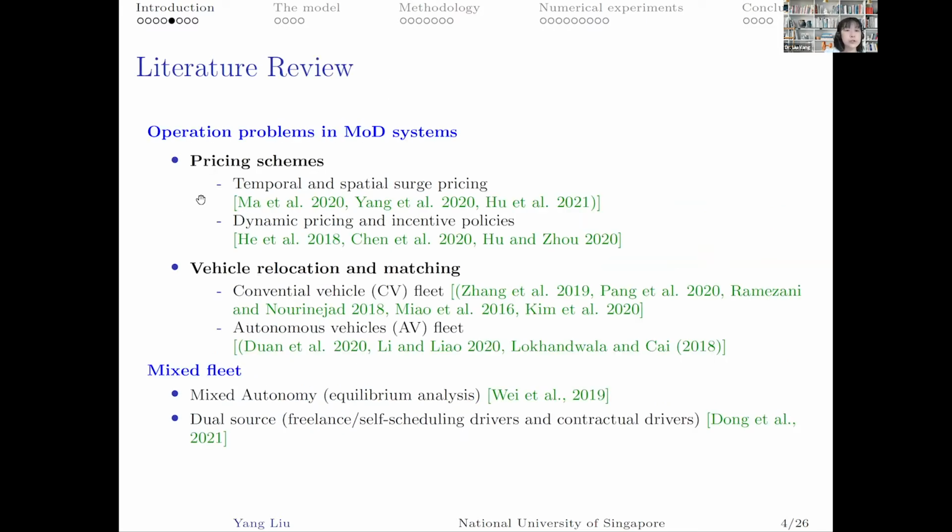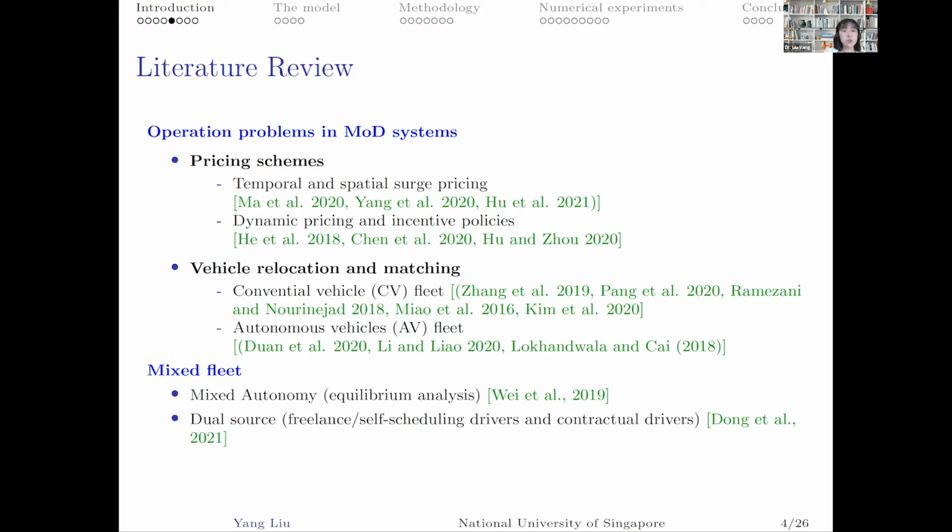And by looking at the literature in the past, one of the major challenges is to address the imbalance between the demand and the supply. And there are two typical solutions for this issue. First of all, we can make use of the pricing scheme to dynamically influence the demand side, such as using surge pricing or incentive policies. In the second solution, we can use vehicle relocation, to optimize the vehicle relocation and matching decision to better match the supply with demand.